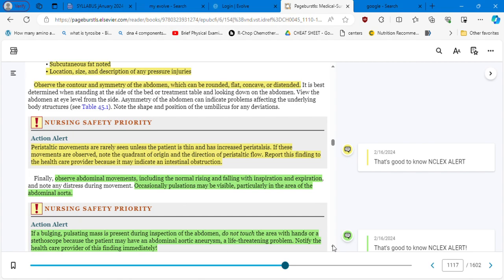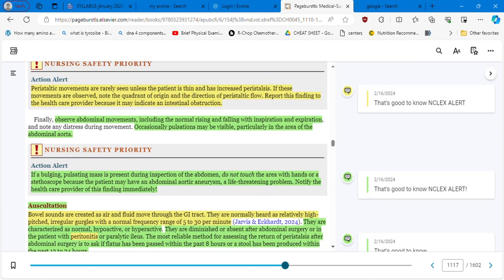I hope you can stop, rewind, and try to follow me with your vision of what I am describing, in the sense of how the bowels move in the sigmoid colon direction. This is good to know. NCLEX alert in terms of intestinal obstruction. Observe abdominal movements, including the normal rising and falling with inspiration and expiration. Occasionally, pulsations may be visible, particularly in the area of the abdominal aorta.